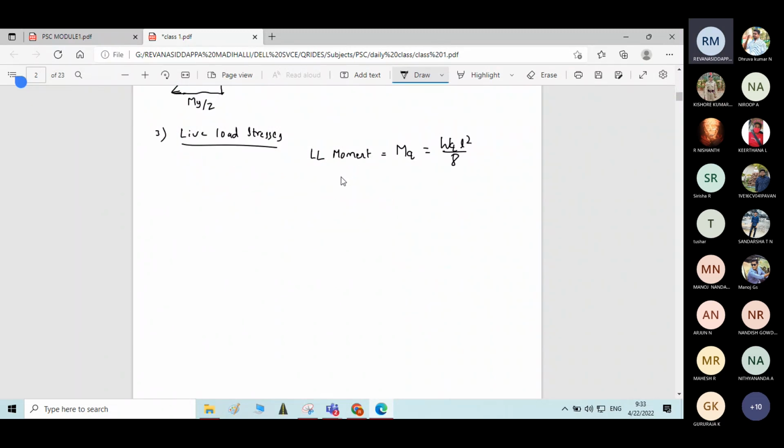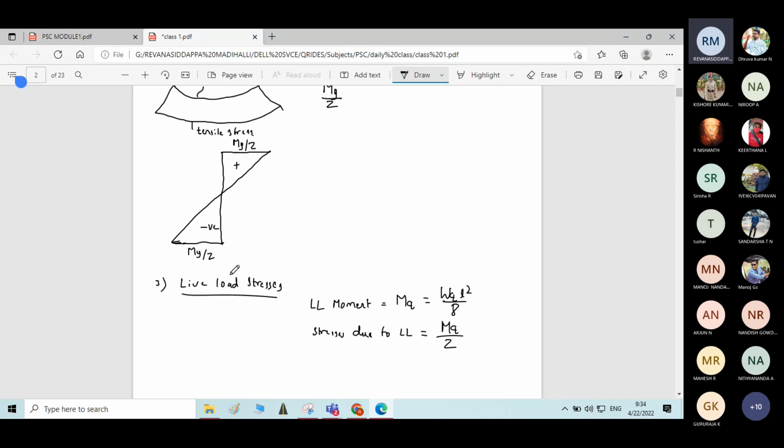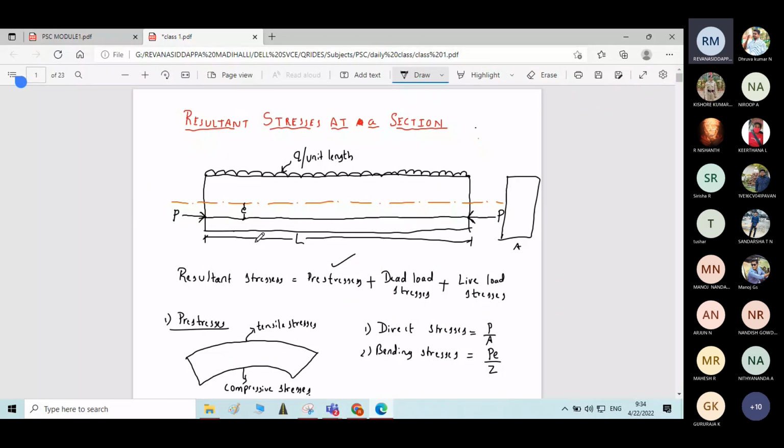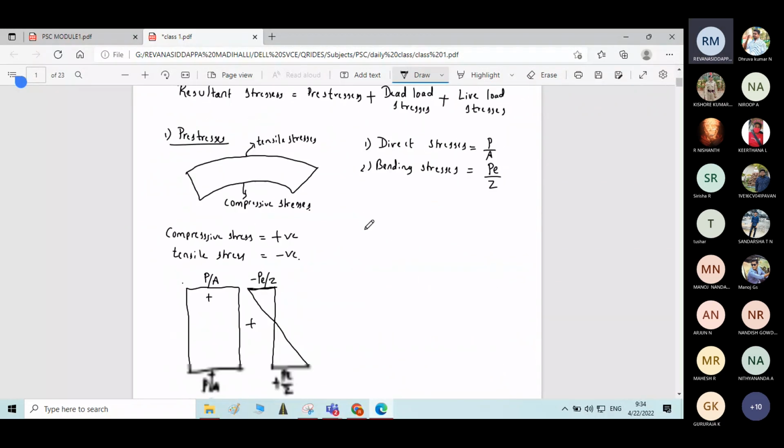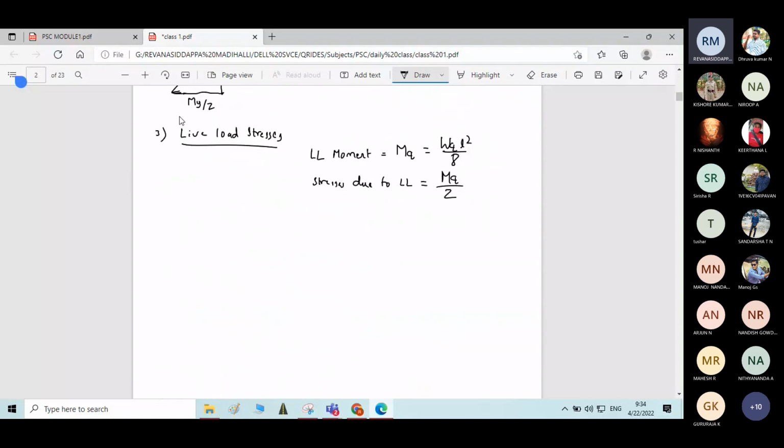If you get the live load moment, you can find the stresses due to live load moment. The stresses due to live load are given by MQ by Z. And what about the nature of bending moment due to live load? It is a uniformly distributed load acting on the beam. So due to that live load, again there will be sagging bending moment of the beam.